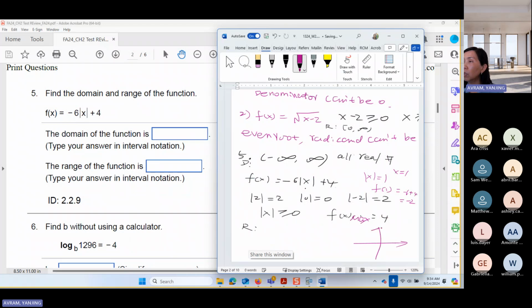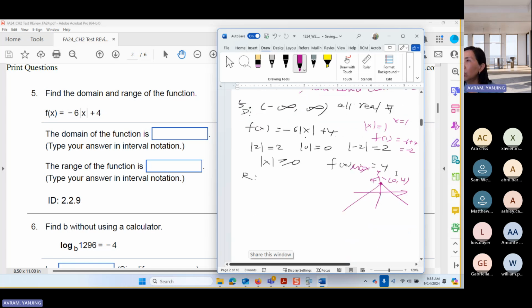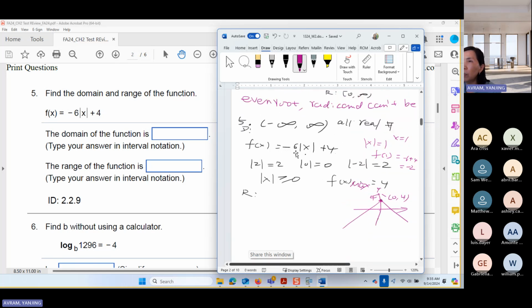So if I graph this one right here, when x is 0, y will be positive 4, so it should be right here. Okay, so this is 4. All right, and then this whole thing will be facing down like that. If you do not really know how to analyze this one, you can put it in a calculator. Calculator will graph for you, and you can see which one is the y value.